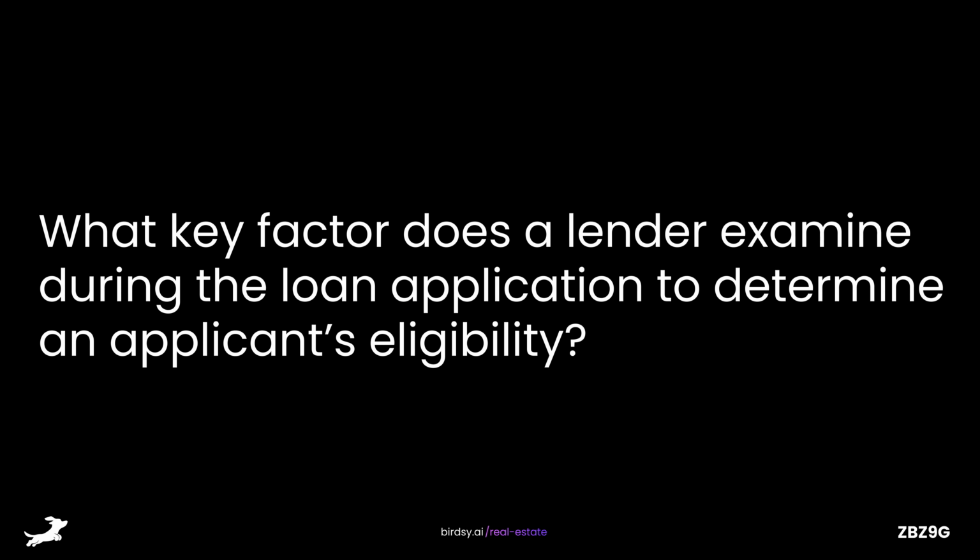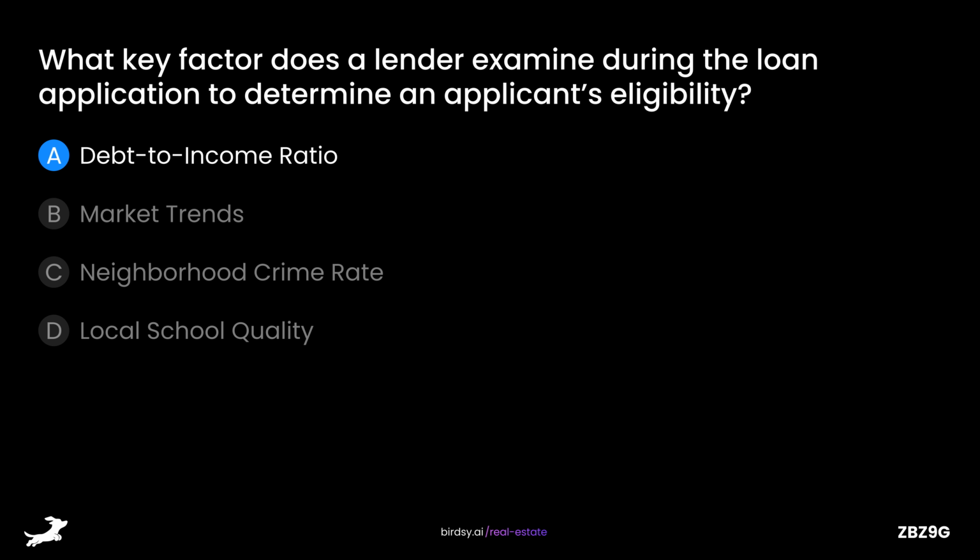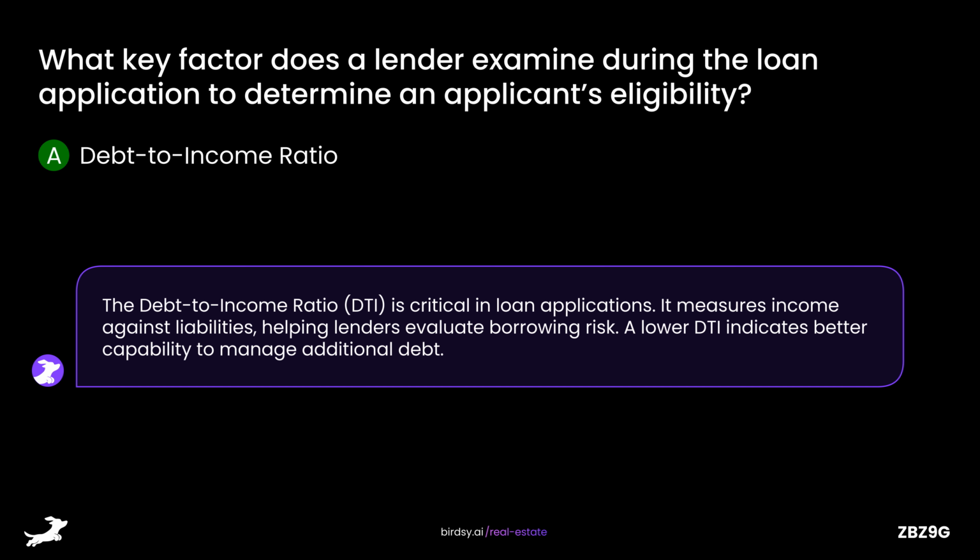What key factor does a lender examine during the loan application to determine an applicant's eligibility? Is it A, debt-to-income ratio, B, market trends, C, neighborhood crime rate, or D, local school quality? The answer is A, debt-to-income ratio. The debt-to-income ratio is critical in loan applications. It measures income against liabilities, helping lenders evaluate borrowing risk. A lower DTI indicates better capability to manage additional debt.